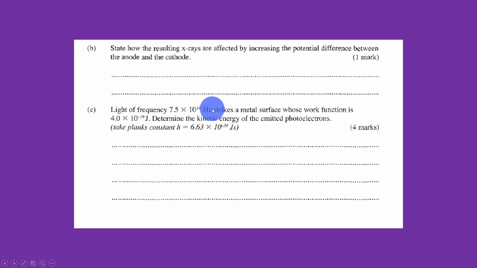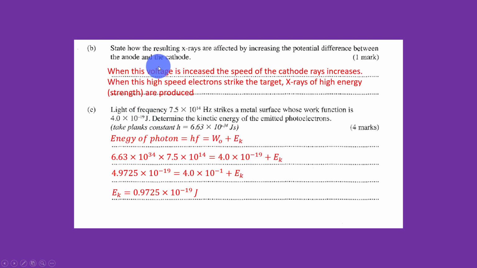And here we've got a calculation. So let me take you through these. So for part 1, when this voltage is increased, the speed of the cathode rays increases. And remember, cathode rays are just fast moving electrons. When these high speed electrons strike the target rather, X-rays of high energy or strength are produced.